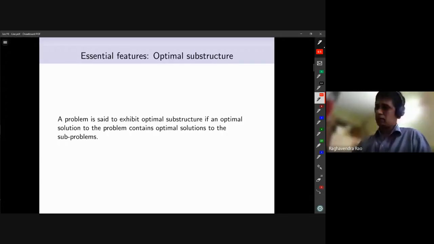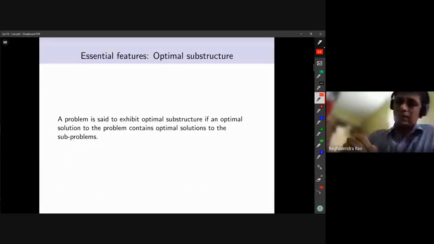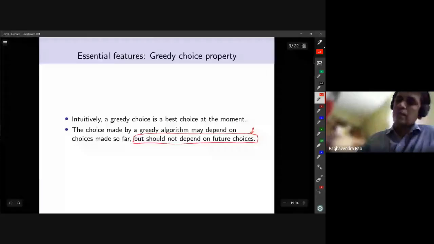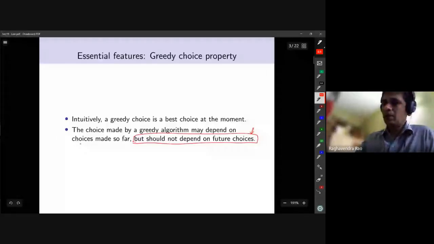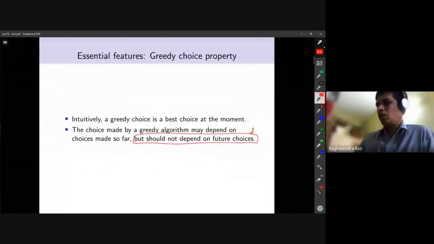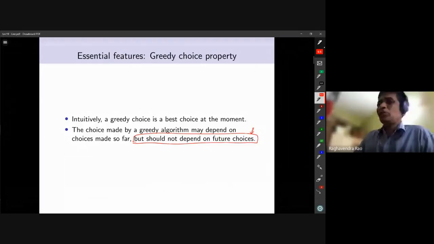The easiest way to demonstrate this is the following. The first one, greedy choice. Let's take the scheduling example. In the case of the scheduling example, greedy choice says you greedily pick the best possible task which can be scheduled with respect to the current schedule.